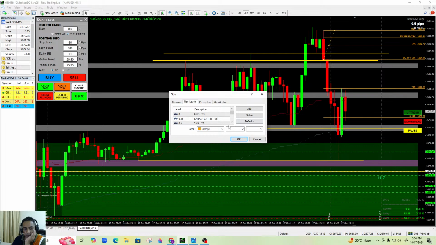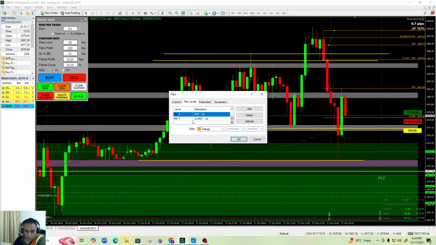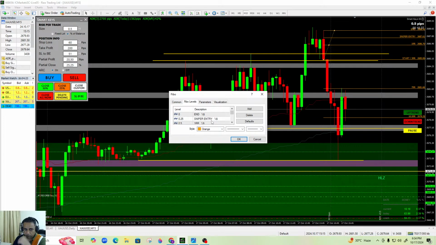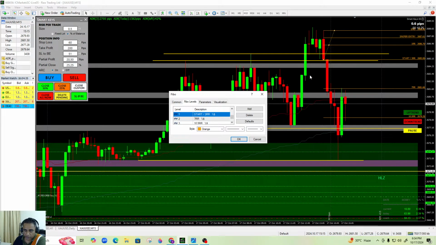So basically, since we're doing nothing right now, this fib is drawn like this. There's a 0 level, a 0.25 level, a 0.5 level, a 1, a 2, and then a 3. The 0 is the end of the fib, and the 0.25 is a sniper entry. The 0.5 is 1 RR, and level 1 of the fib is the start of the fib. So if you draw them right, when you draw them, you'll have it like this.